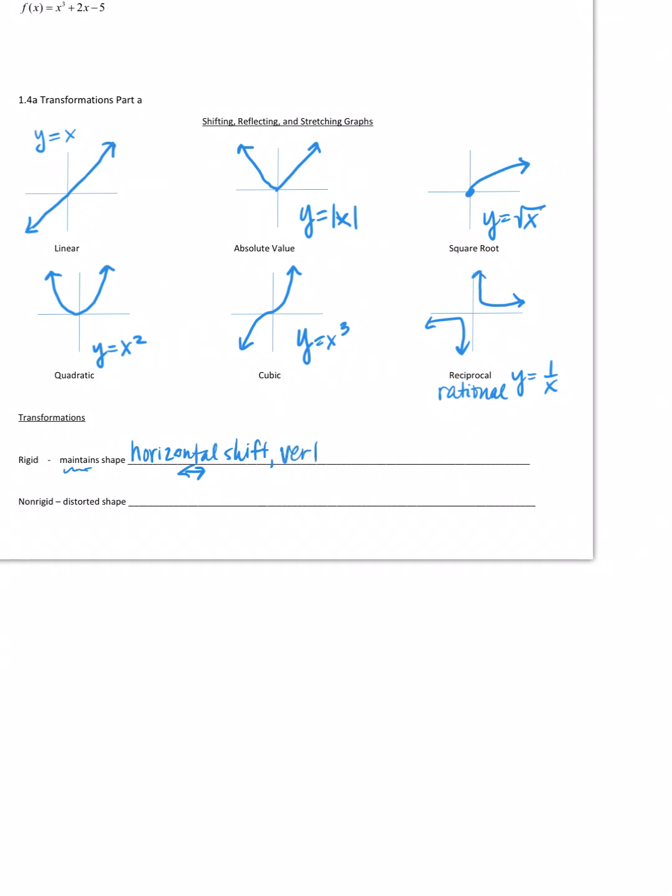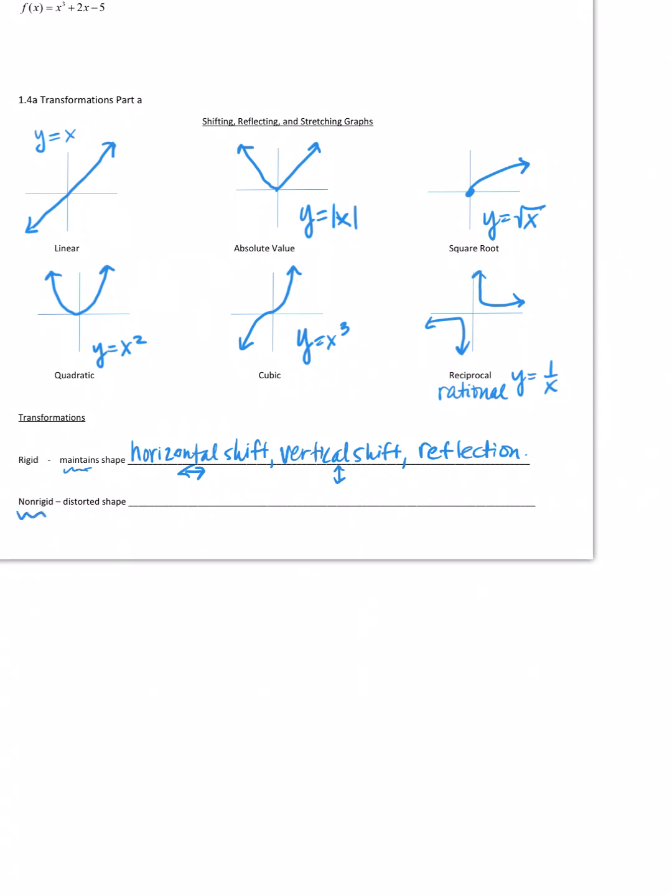A vertical shift, that would mean up and down. Or we could do a reflection over the x-axis or y-axis. The shape stays the same, it just flips across the axis.